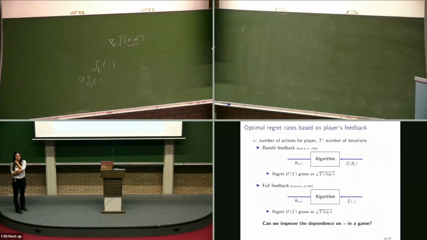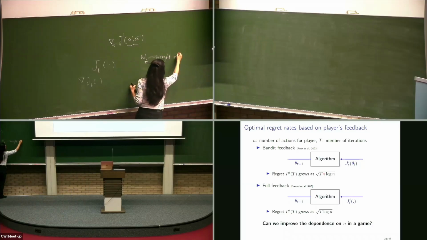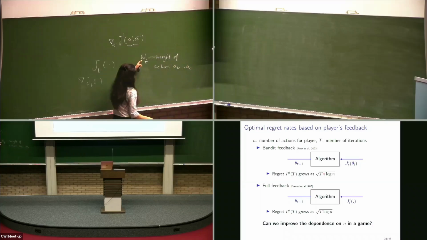There is a class of algorithms called multiplicative weight update. These approaches start by putting some weights on the different actions, and then based on the experienced costs, they update these weights. So intuitively, let's say W_t is a distribution, a weight over actions A_1 to A_n. And you update these weights based on the observations we make.